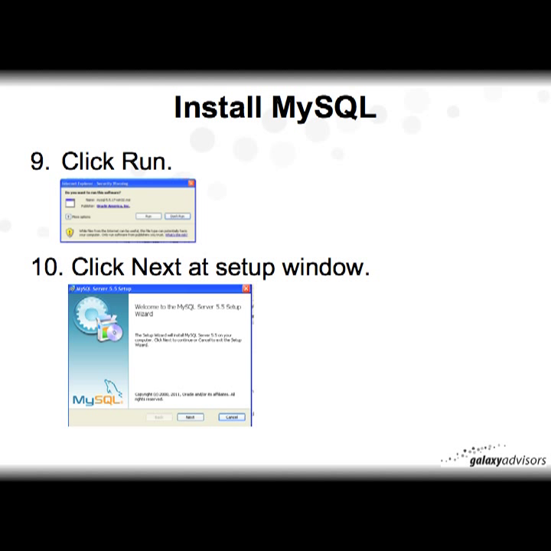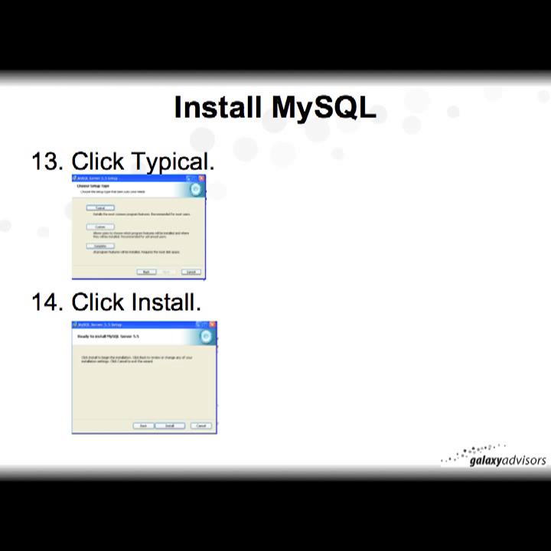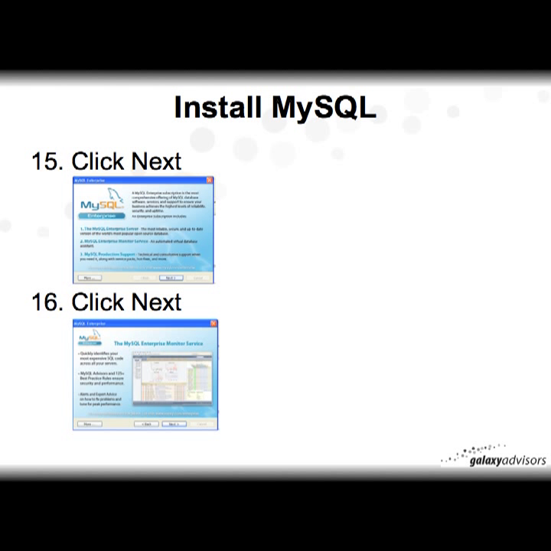And then step 10, click Next at the setup window. There in step 11, check the box I accept the terms. Then step 12, click Next. Then we're going to go through the actual install steps here, where we select several options. So the first one is to select Typical. And then in number 14, click Install. Number 15, you're going to click Next again.